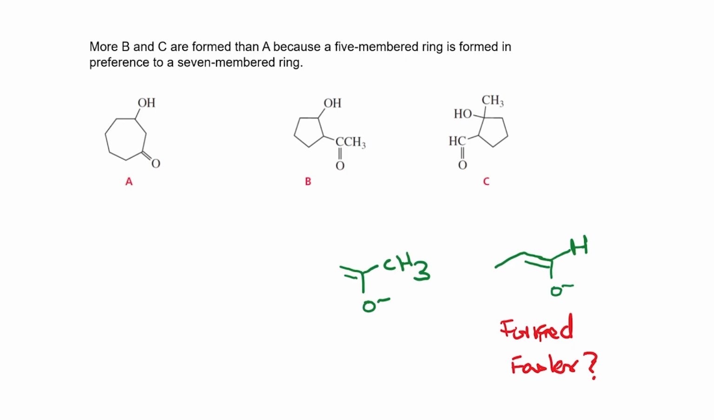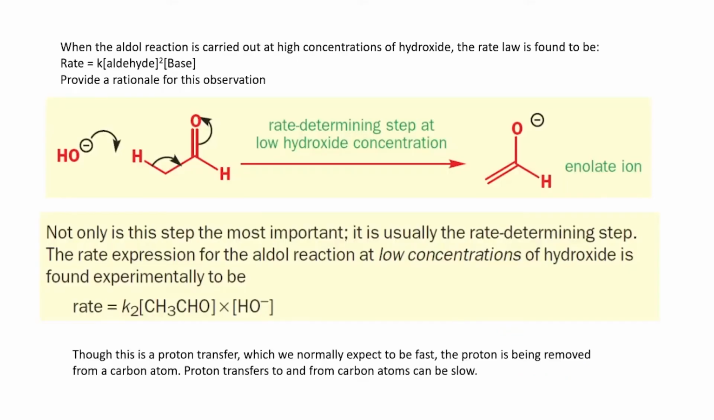But I can't really comment on whether B is the major product or C is the major product at this point. So what we can say is that B and C together might constitute the major products of this reaction. Let's move on to the next question. So for the aldol reaction, when it is carried out at high concentrations of base, the rate law is actually rate equals k times the square of the aldehyde concentration times the concentration of the base. So the question here is to provide a rationale for this observation.